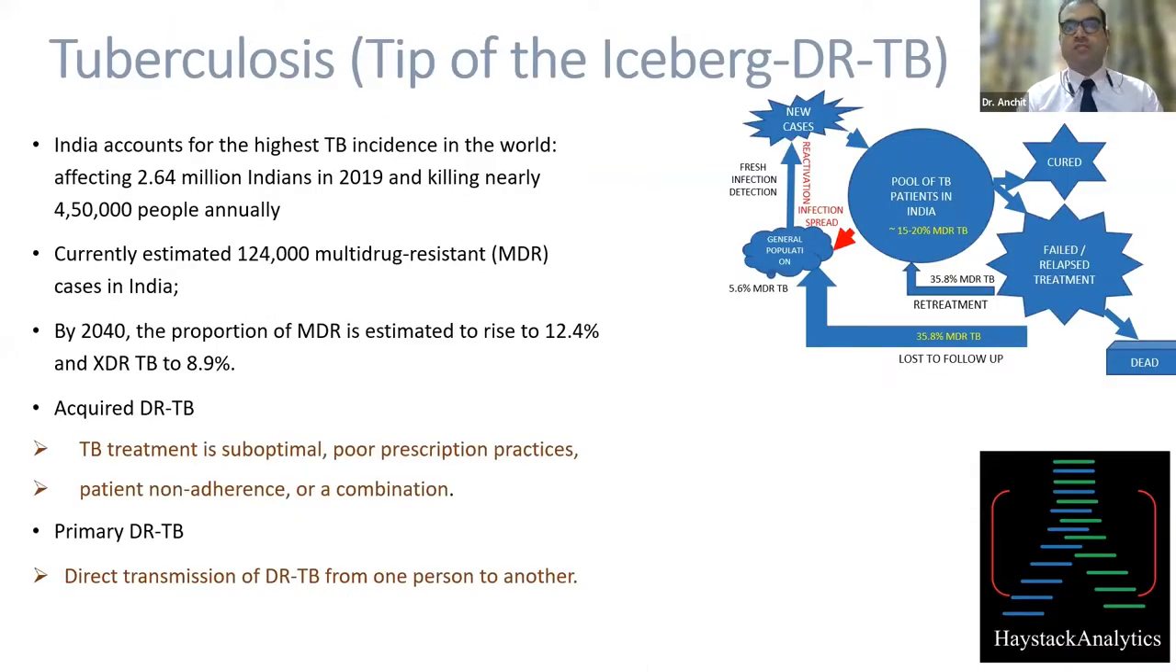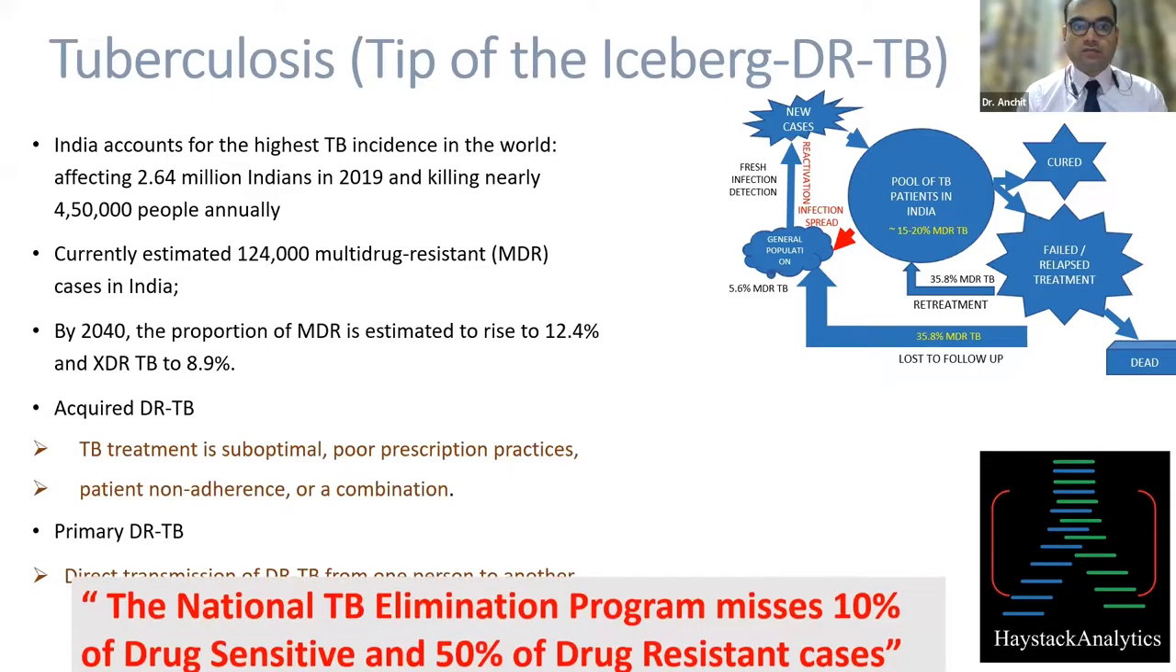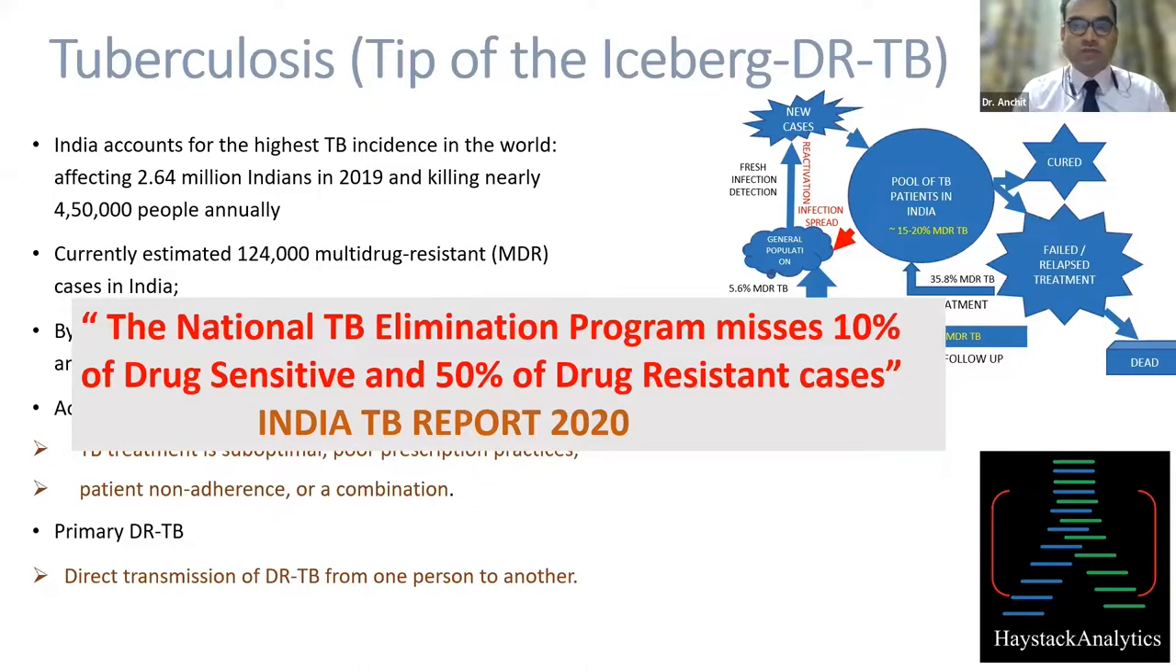We'll be dealing with the importance of various modalities which we use in the diagnosis of tuberculosis, as well as the treatment and the various problems which we face in clinical practice when dealing with drug-resistant TB. As we know, the current guidelines are set by the National Tuberculosis Elimination Program, that is the NTEP, which has replaced the RNTCP, which used to exist earlier. Despite all the good efforts done by all of us, the national NTEP misses 10% of drug-sensitive and 50% of drug-resistant cases, as per the India TB report in 2020.